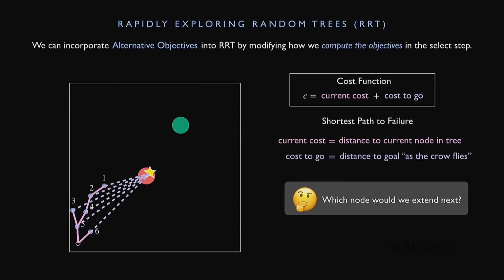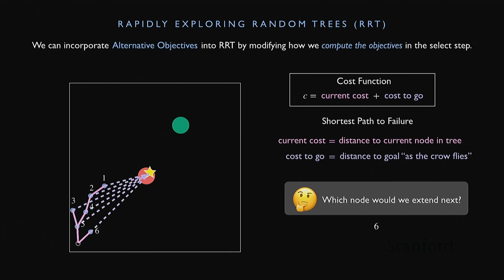I heard 6. Number 6? Yeah, number 6. It's kind of hard to tell, but if we add the pink and the purple, 6 will be the lowest one. You can imagine one looks like it's kind of close, but it had to go back and forth like this. So we would actually extend number 6 next based on this cost function.